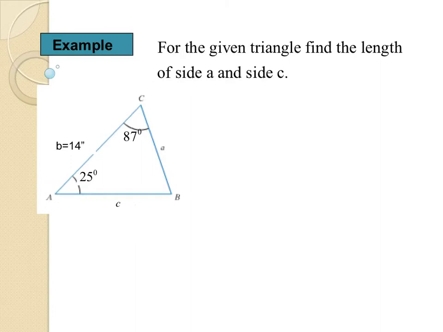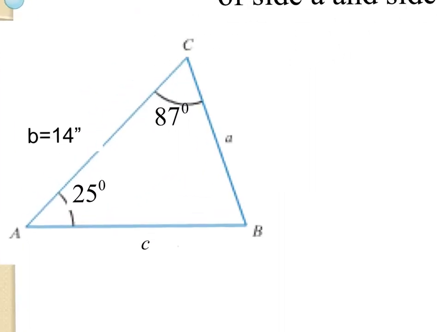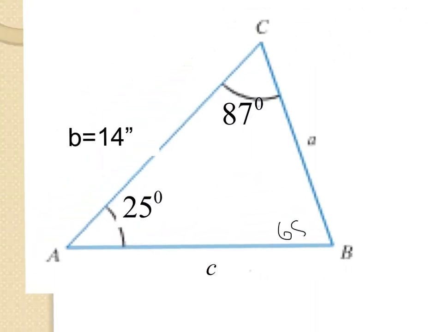Okay, so let's recap. So here the instructions are saying for the given triangle, find the length of side A and C. In order to find A and C, I need to find B to have this complete proportion, right? So we're going to do 180 minus 87, that's 93, and minus 25, we get 68. So this triangle in here, 68 degrees. So now I have a complete proportion. I have side B and angle B. So I'm going to set that equal to my proportion for the side A, angle A, and side C, angle C, in order to solve for C and A.